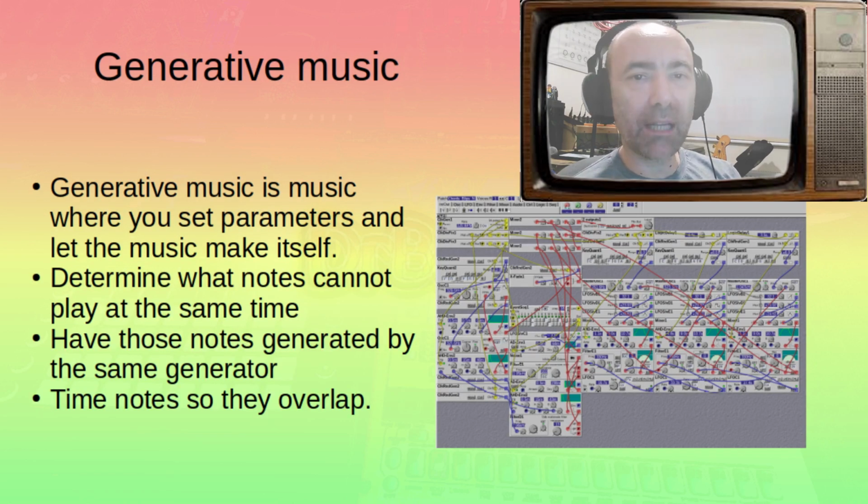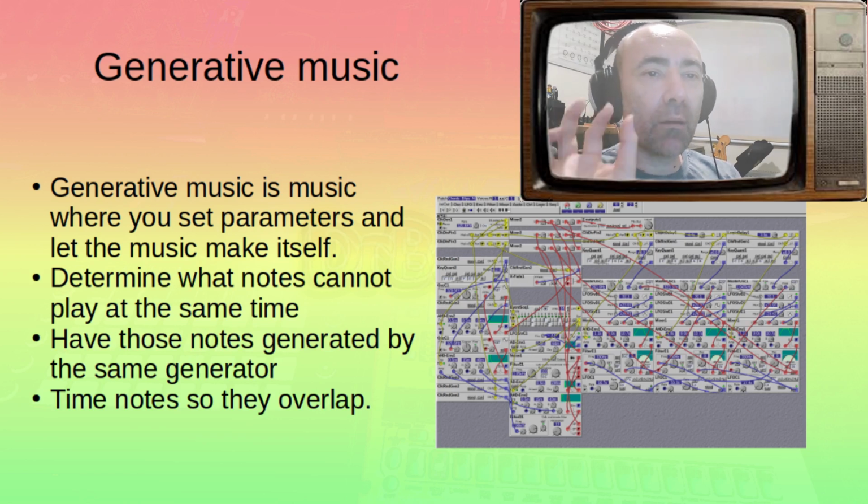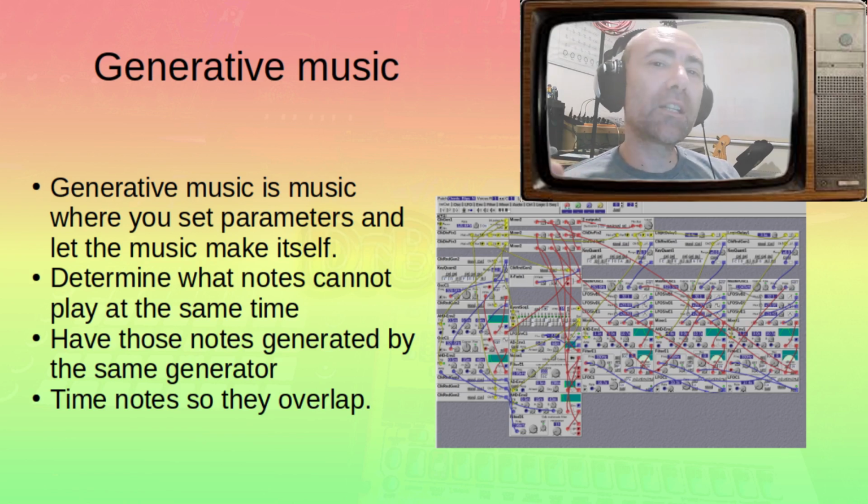What is generative music? Basically, generative music is music where you as the composer, the producer, set the parameters for the music and then you let random elements generate the music for you. So we have to determine what notes are allowed to play, and that's why we needed to know a little bit about the music theory. We need to understand what notes can't play at the same time because we want them to make sweet harmonies and not discordant, although there might be a bit of discord because we might not be able to work it out perfectly. And then we need to have those notes generated by a tone generator so that we create a sound, and we need to time those notes so that they overlap so that there is some degree of wafting about. We don't want to be left with gaps and with silence.